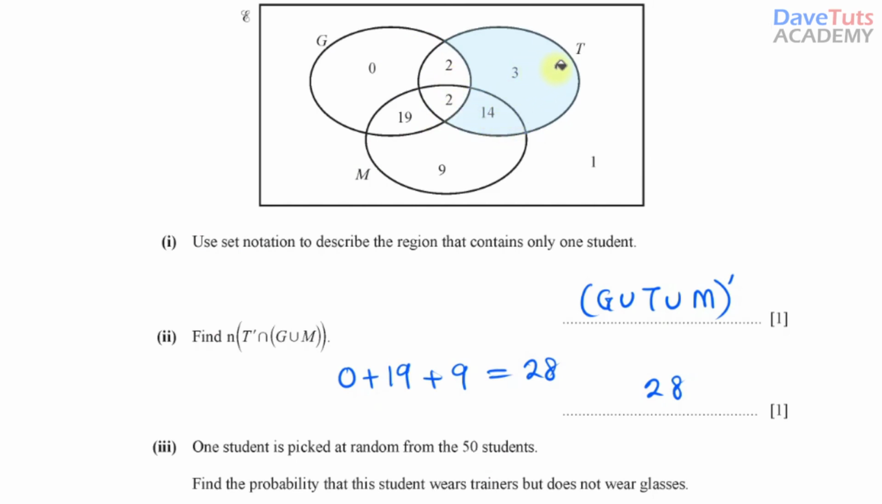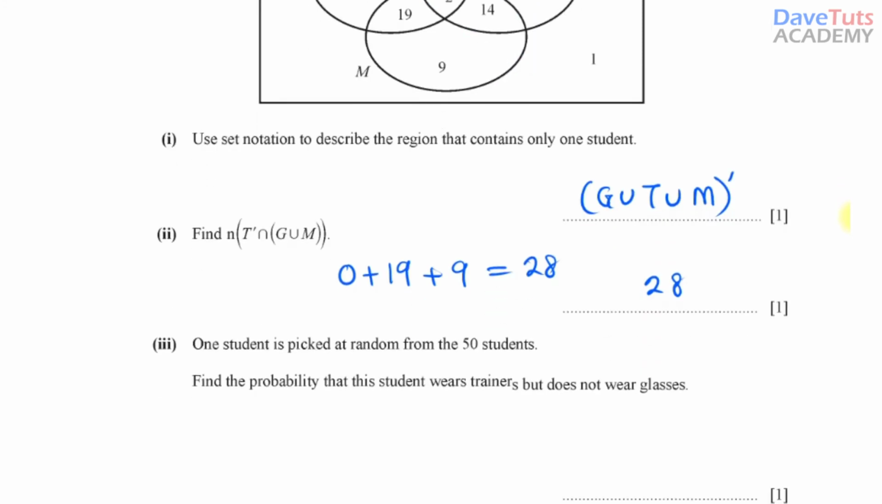So the student may be wearing trainers and also having a mobile phone, but is having trainers but not wearing glasses. So you can see that we have excluded the glasses out of it. So that number, as you can see here, is corresponding to 14 and 3. But since we are just picking these students out of the total number of students, which is 50, the probability will be 3 plus 14 over 50. So that is what we are going to be doing to solve this question.